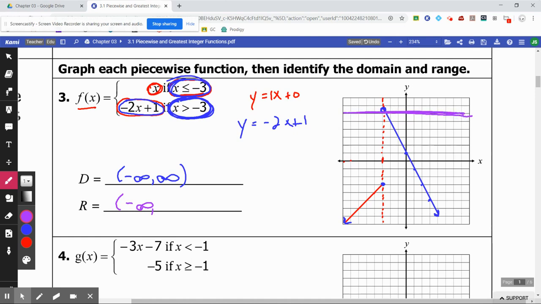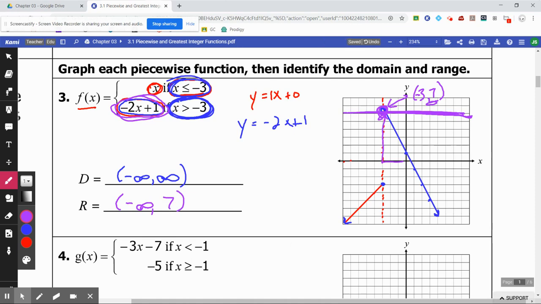Now, what is this highest point on your graph? Well, that's whatever you get when you plug negative 3 into the blue part of your graph, which was 7. So this highest point here is negative 3 comma 7. However, it's an open circle. So it's not part of my graph. So my graph goes all the way up to 7, but it doesn't include it. So it goes up to 6.99999.